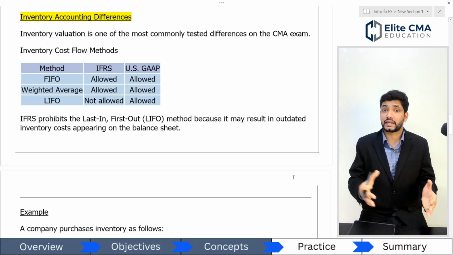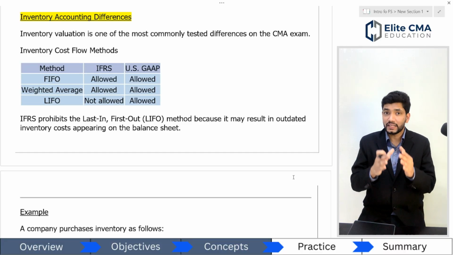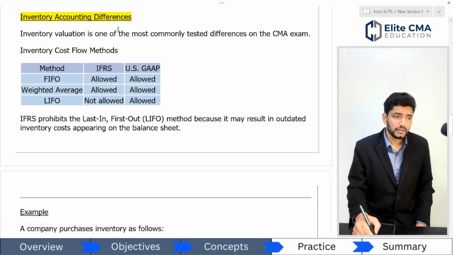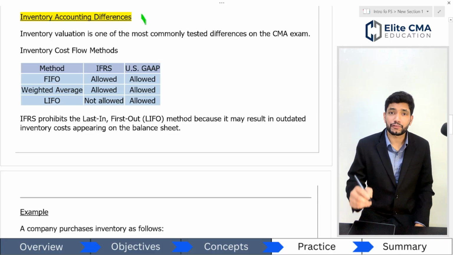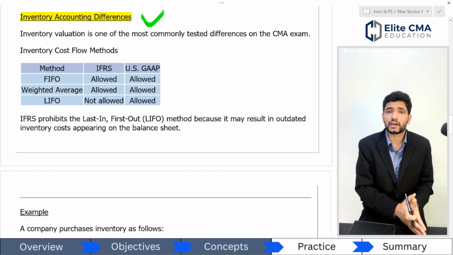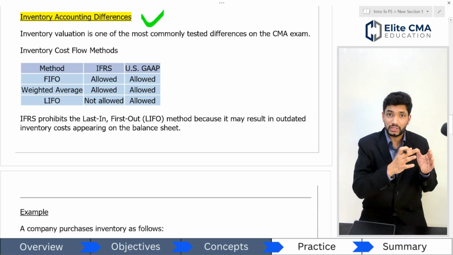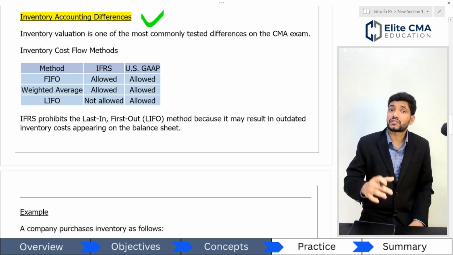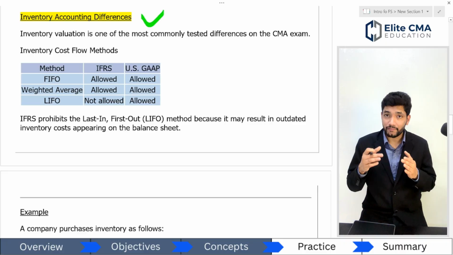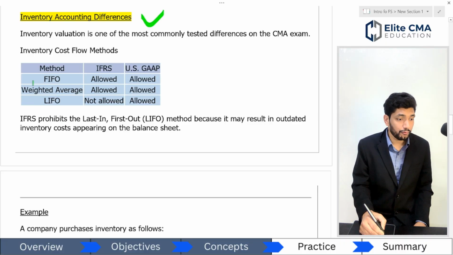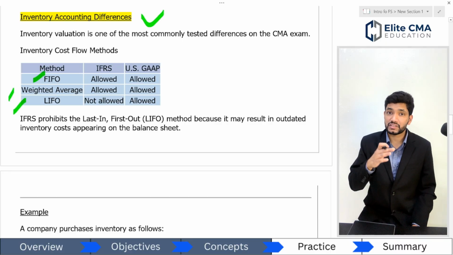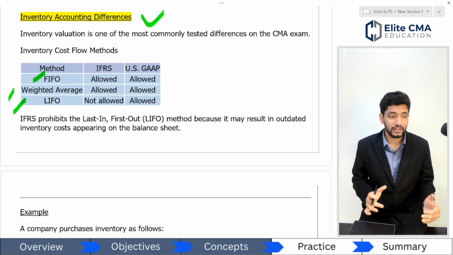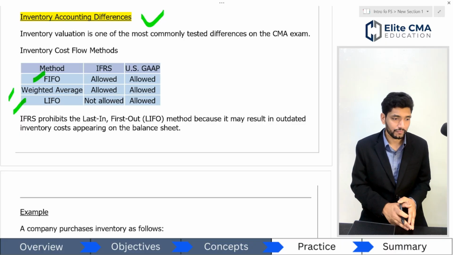Now we are going to the key differences between IFRS and US GAAP when it comes to financial accounting or financial recording. First thing is inventory accounting differences. When it comes to inventory accounting, there are some key differences between IFRS and US GAAP. As we know, there are some inventory valuation methods like FIFO, weighted average, and LIFO. FIFO means first in, first out. Weighted average means the inventory cost is calculated based on weighted average, and LIFO means last in, first out.